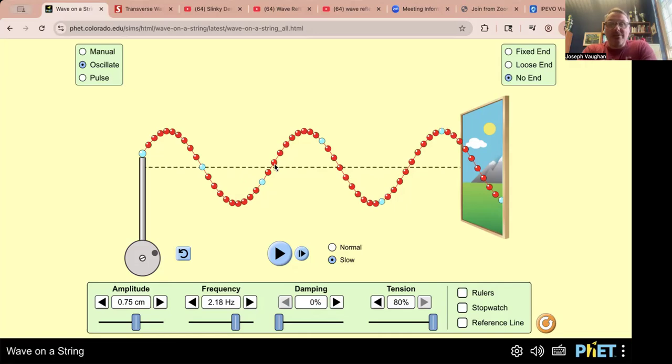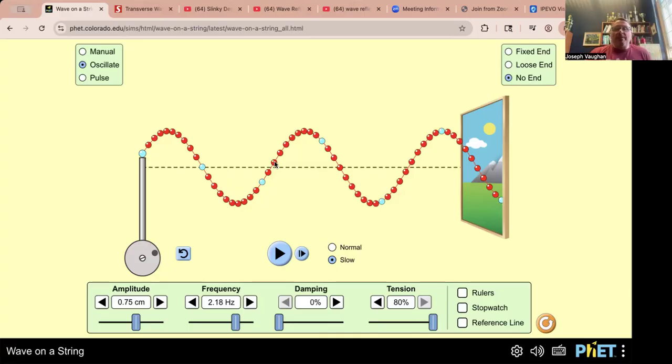Therefore, the answer to this cannot be right or left because then the particle of the medium would be vibrating along the same axis as the direction of energy transfer, which is what happens in a longitudinal wave. But that's not what we're talking about. We're talking about a transverse wave. So the right answer here is up or down. So what is it, up or down?